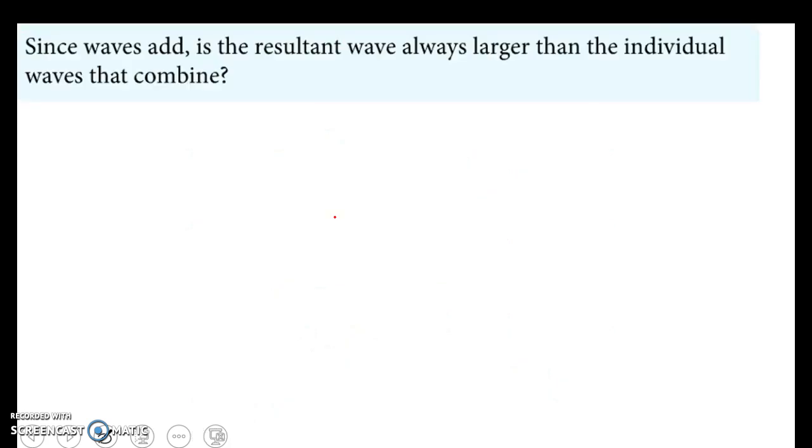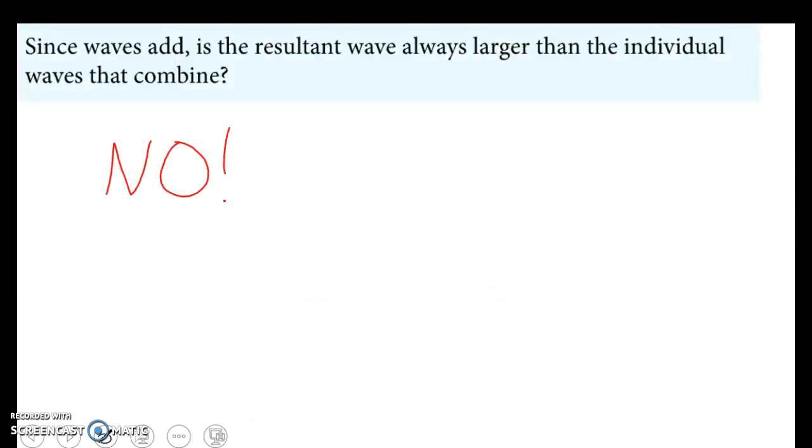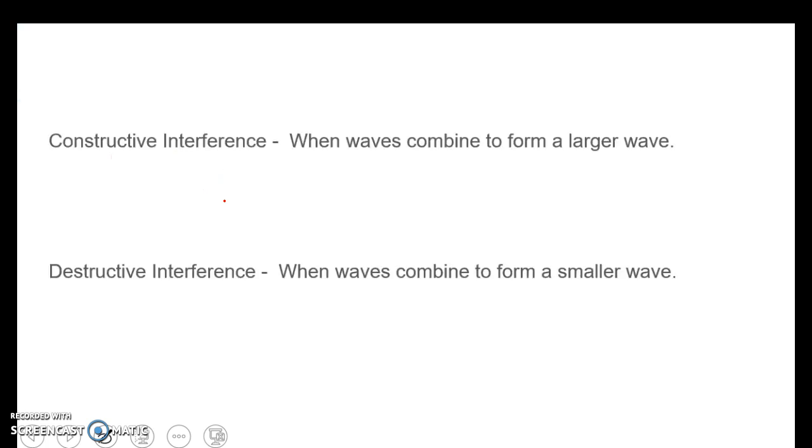Since waves add, is the resultant wave always larger than the individual waves that combine? Of course, the answer is a big no, because you can have destructive interference. All right, so never think of that as always. Just because they combine does not mean you're going to get a bigger wave. So constructive interference is when they combine to form a larger wave. Destructive interference is when they combine to form a smaller wave.